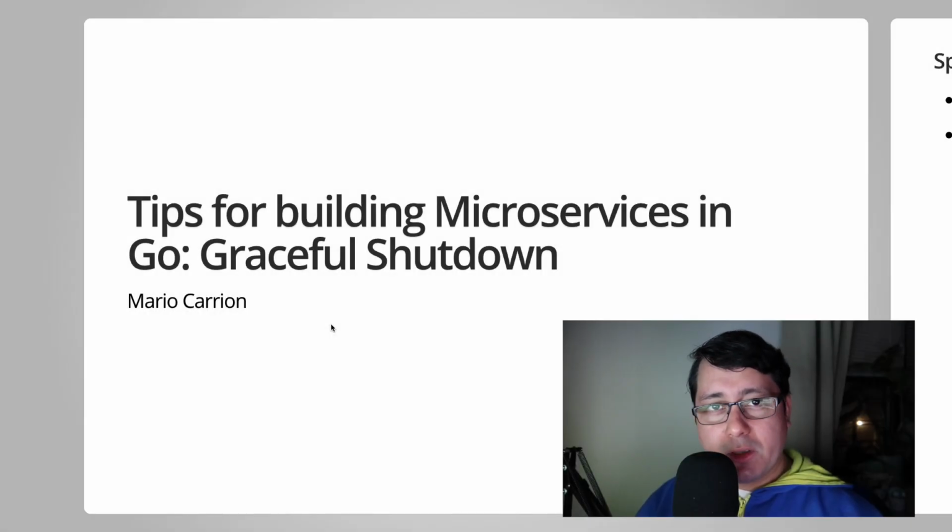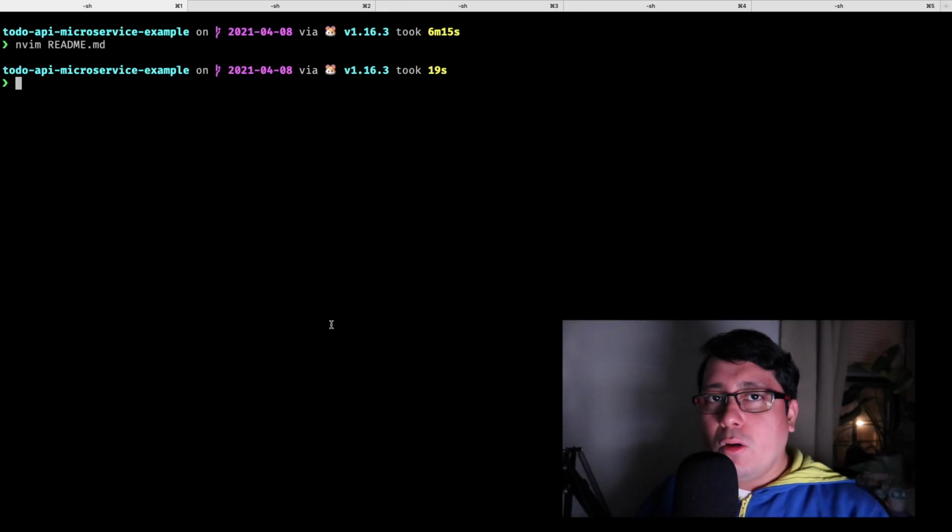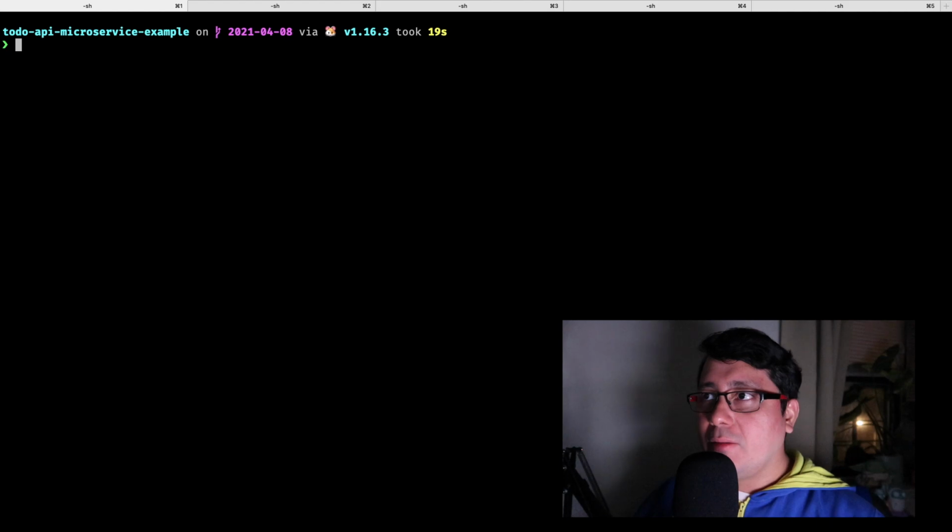In today's episode, I will share with you another tip for building microservices in Go, specifically how to implement a graceful shutdown. Let's jump into the code. So what we have here is the code that I've been using for this video series. The link will be in the description, so please feel free to clone it, play with it, check it out.